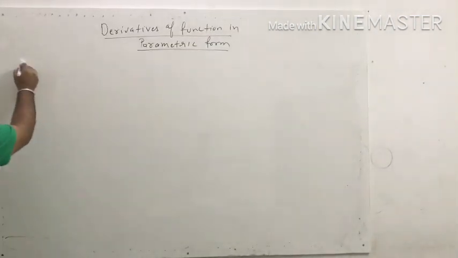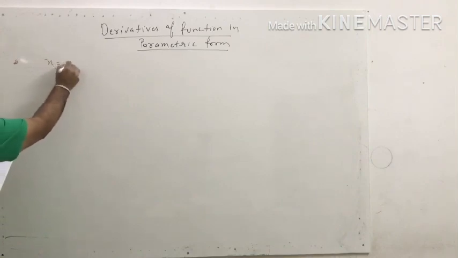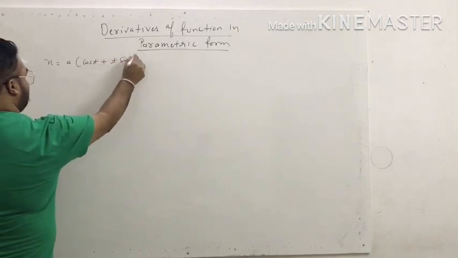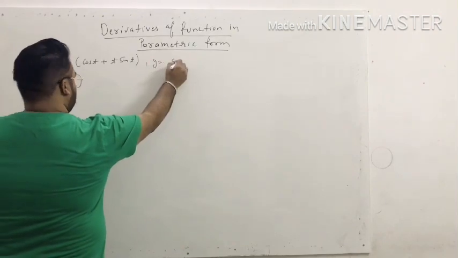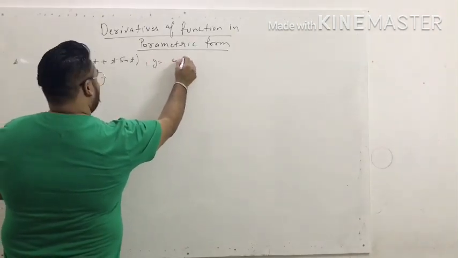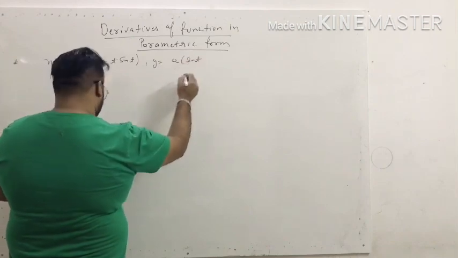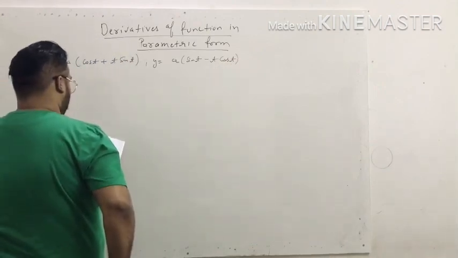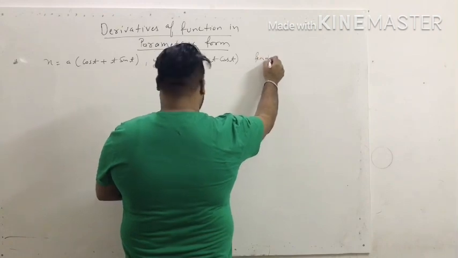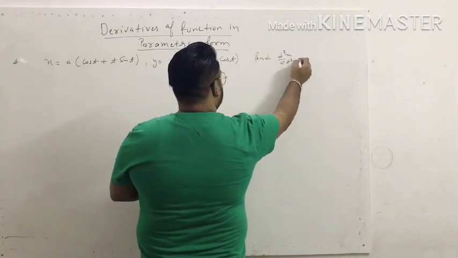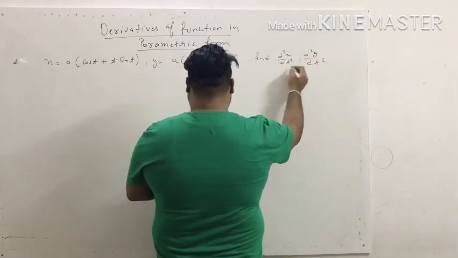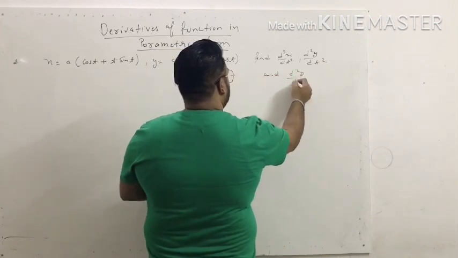The next question is a very interesting question. x = a(cos t + t sin t), y = a(sin t − t cos t). Find d²x/dt², d²y/dt², and d²y/dx².